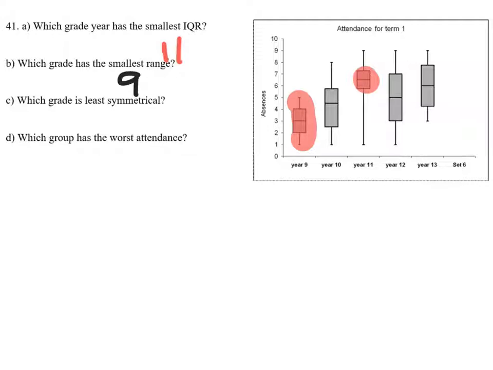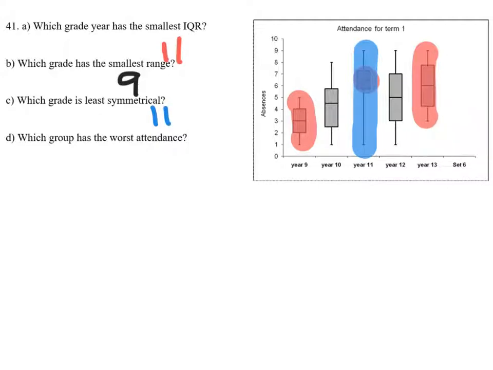Which is least symmetrical? Well, let's highlight symmetricals. This is quite symmetrical, and so is the one I've already highlighted. Least, I actually think the least symmetrical is this one here. The box is fairly symmetrical, the IQR, but then there's quite a tail here. I would probably vote on least symmetrical as the 11th grade.